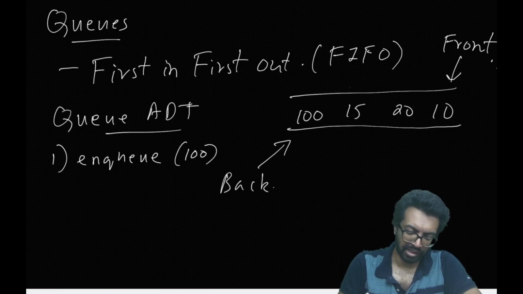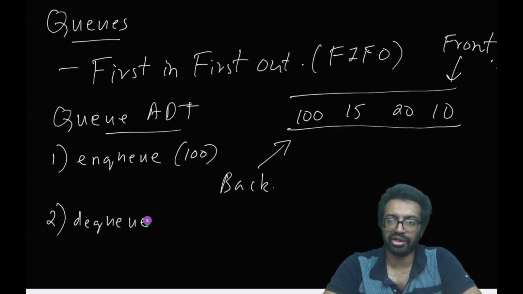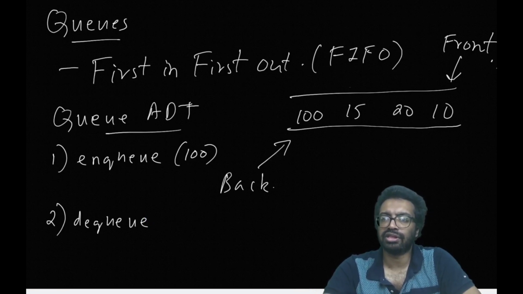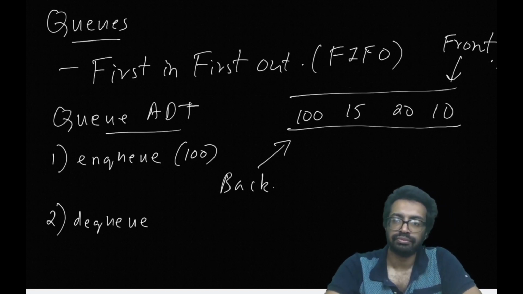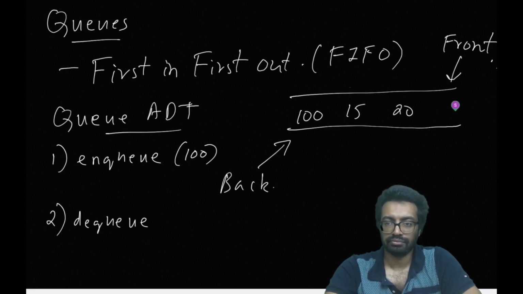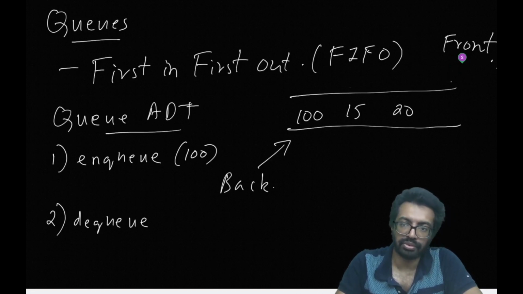Now, the next function is DQ. It corresponds to pop in a stack, and in a DQ, which element is DQ'd first? The element which is in the front of the queue. So 10 goes out of the queue. So now the front is 20, right?